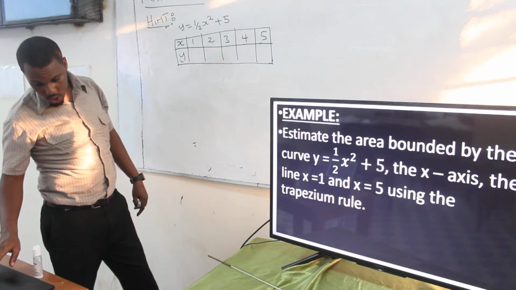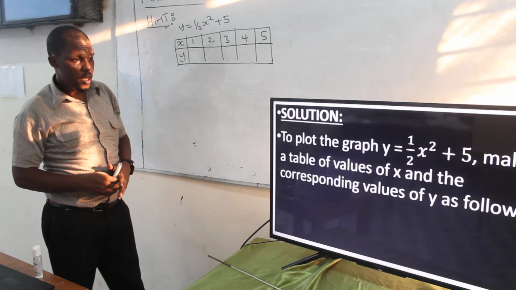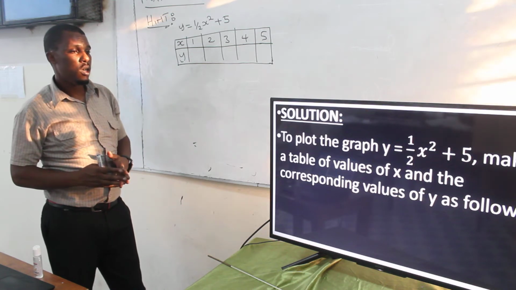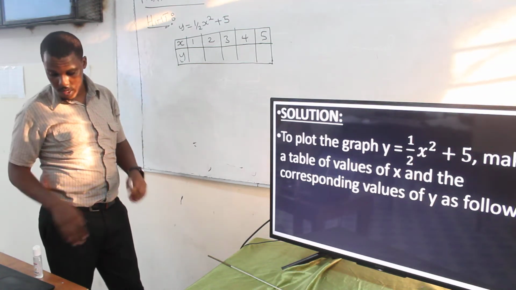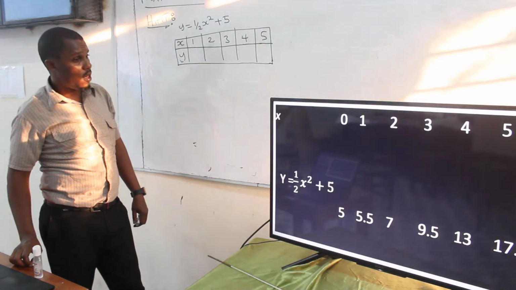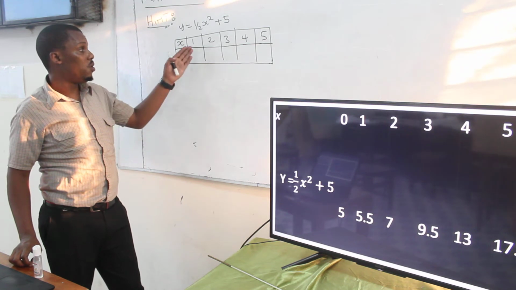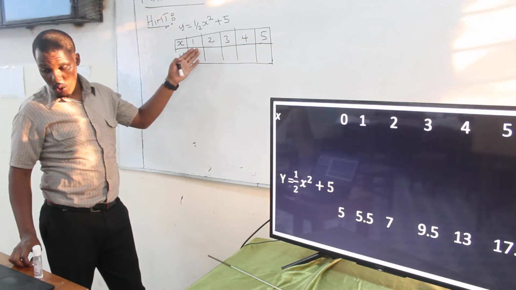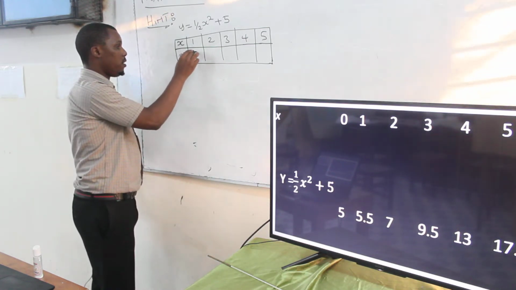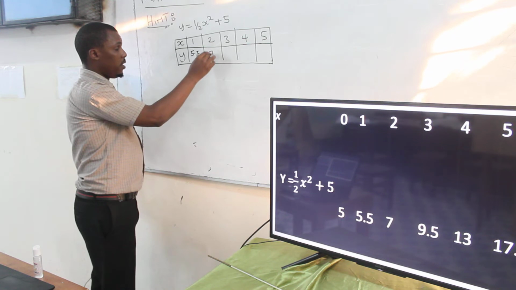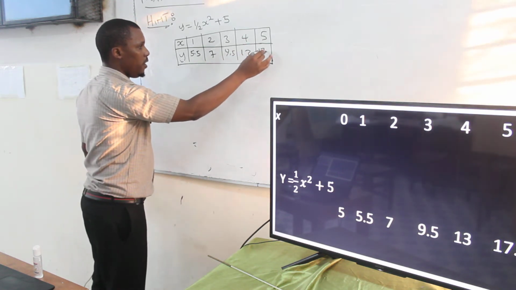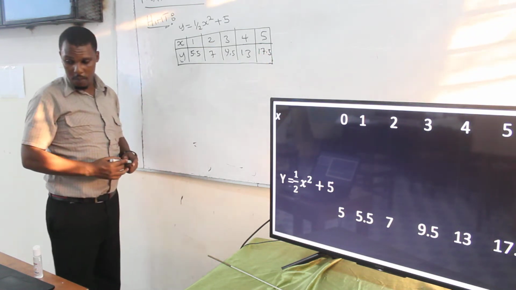Then from there we are saying the solution part of it is to plot that graph. Then for you to plot the graph, you need to make the table for those values, and then the corresponding values of y as follows. That's the table that I'm talking about here. That table is starting from 0, but remember you don't need 0, so you can start when x is equals to 1. So when x is equals to 1, I see the value of y is 5.5, and then 7, 9.5, and then 13, and then finally 17.5. You don't need when x is equals to 0 because you have been given the range.